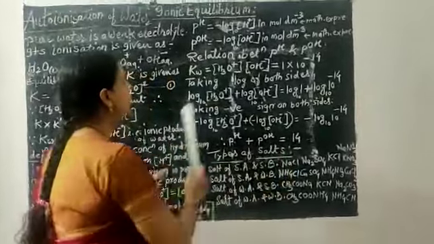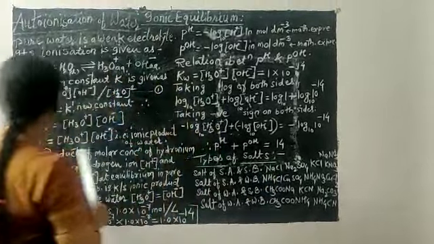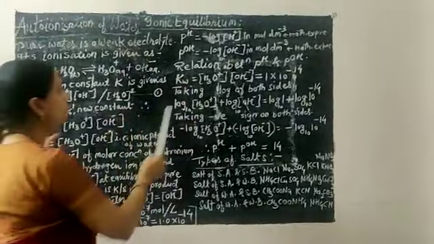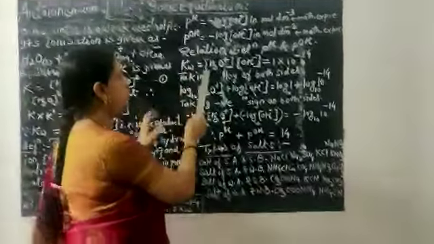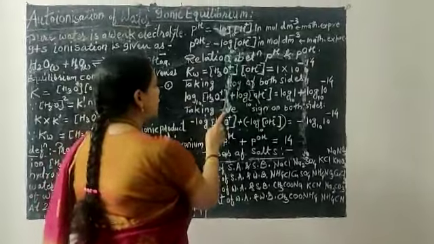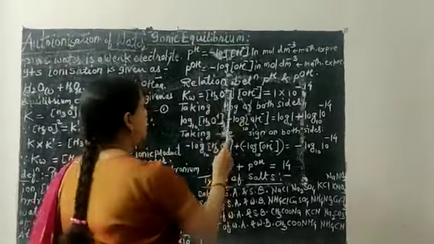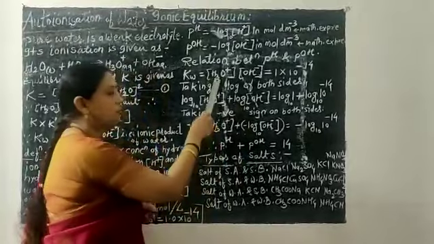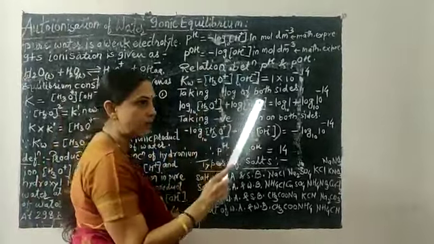How will you derive this? For this, first you have to take the Kw value, that is the ionic product of water. Kw is equal to the concentration of H3O plus or H plus into the concentration of OH minus. What is the concentration of H3O plus? 10 to the power minus 7.